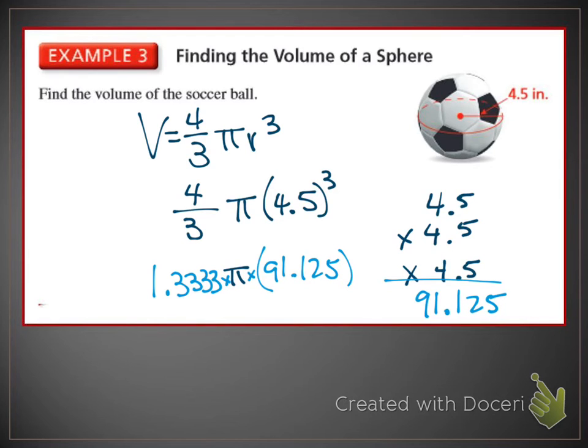And our final answer, what does volume equal? What is it? 381.5, and it is inches. It's volume, so cubed. Questions about volume? Okay.